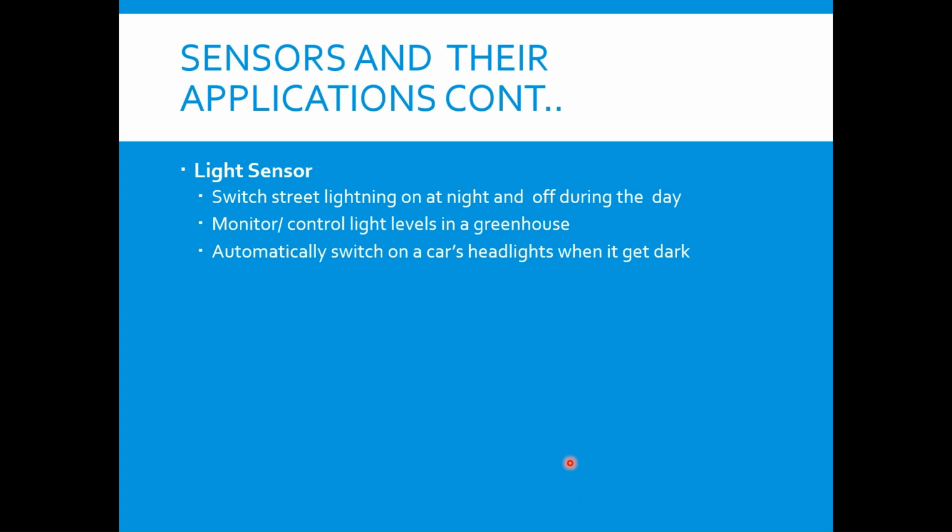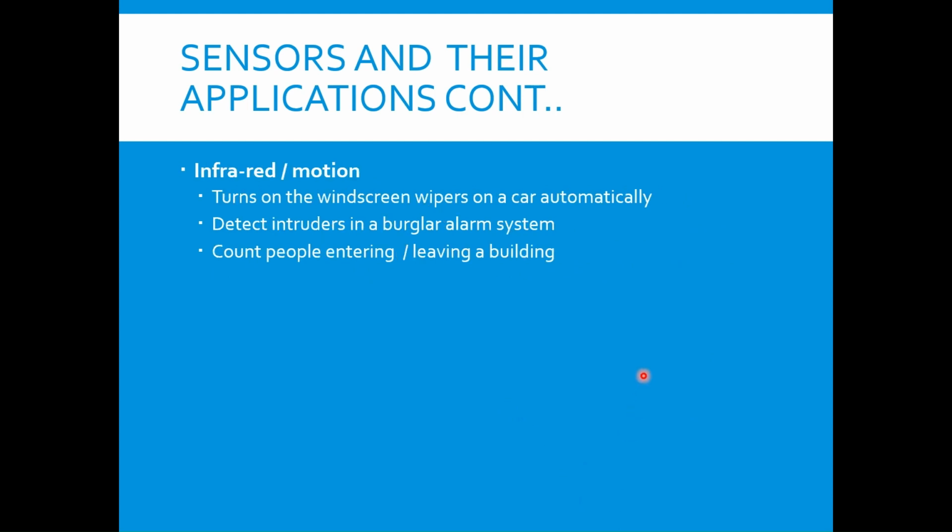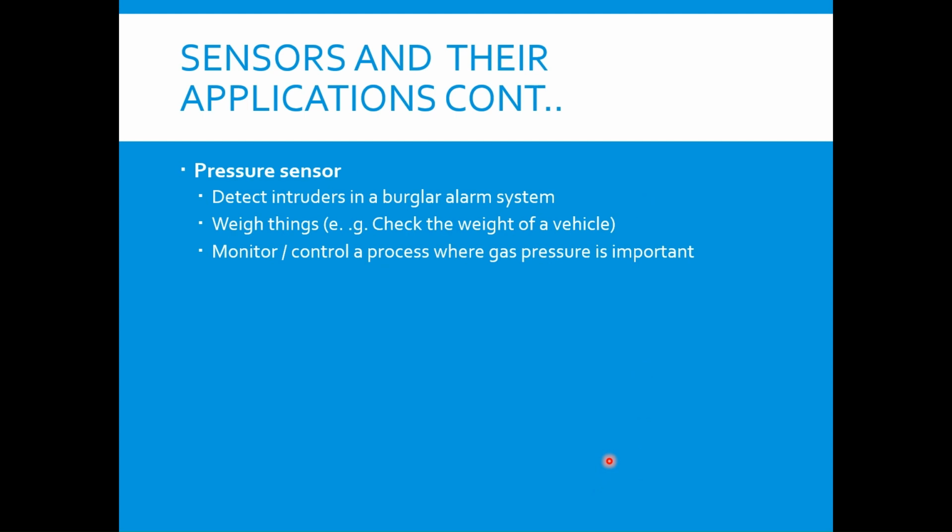Light sensor. Switch street lighting on at night and off during the day. Monitor control light levels in a greenhouse. Automatically switch on a car's headlights when it gets dark. Those are the main tasks done by light sensor. Infrared or motion sensors. Turn on the windscreen's wipers on a car automatically, detect intruders in a burglar alarm system. Count people entering or leaving a building.